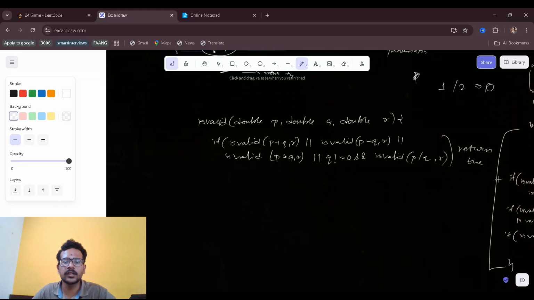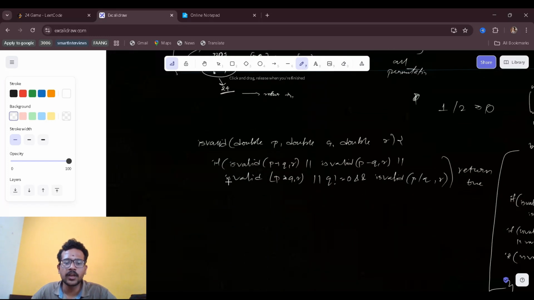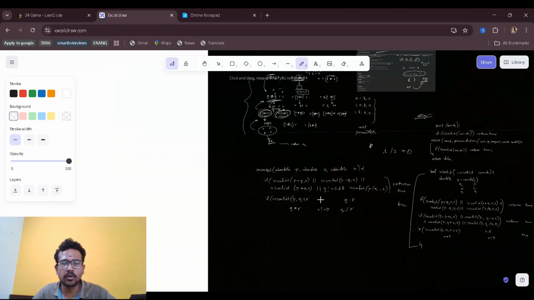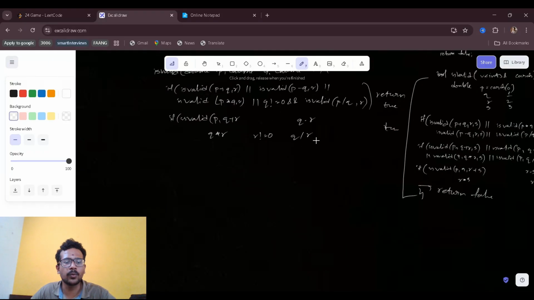So this is the one thing. We have covered this, right? We need to cover this too. So if isValid again p comma q plus r, q minus r, q into r, q by r, only if r is not equal to 0, then return true. If not, I'll return false. So here return false, here also return false, and here too return false at the end.